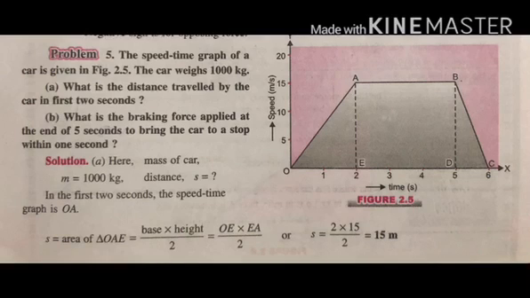Second, the initial speed u is equal to 15 meter per second. The final speed v is equal to 0 and time is 1 second. We have to find out the braking force in the second part. So F is equal to ma. Now ma is equal to m into (v minus u) upon t. So F is equal to 1000 into (0 minus 15) upon 1. So it is minus 15,000 Newton. The negative sign is for the opposing force.